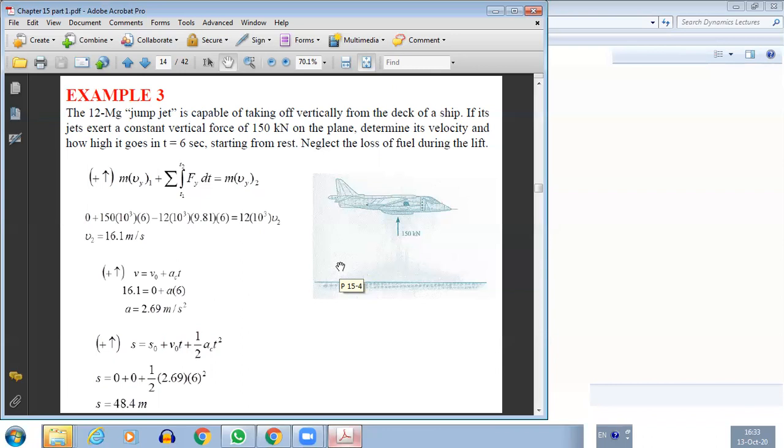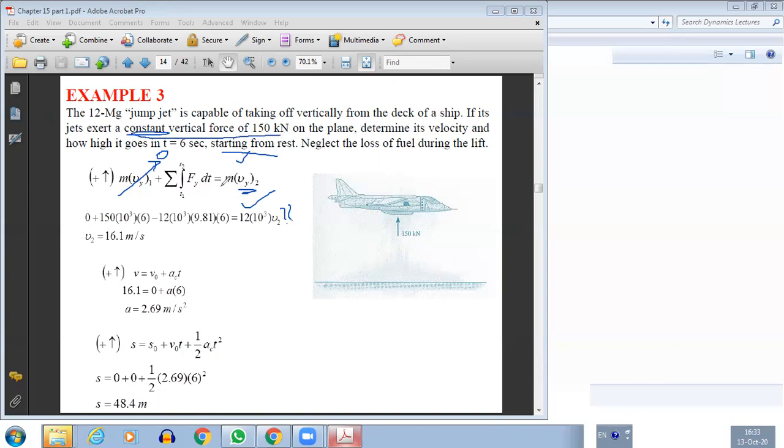Initially it was at rest, so initially the velocity is 0. Now we need to find the velocity after 6 seconds, starting from rest. This is what we want to find out. The mass of the jet is given, so it is known. And the force is constant; it's mentioned as a constant vertical force of 150 kilonewton.